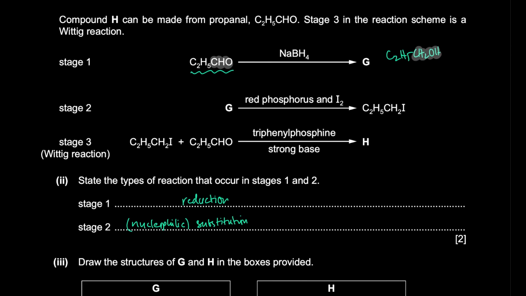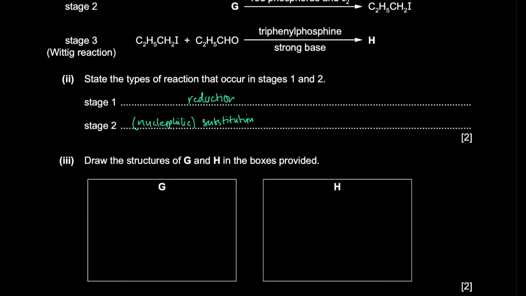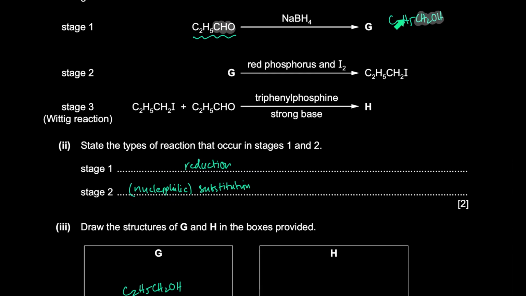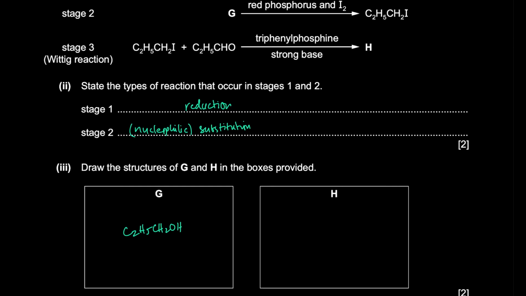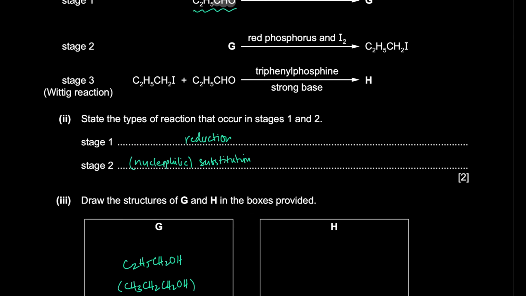Draw the structures of G and H in the boxes provided. Now, we already figured out the structure of G. We said G was a primary alcohol, so that would be C2H5CH2OH, right? We've already figured that out over here. Although I would be inclined to say CH3CH2, okay? I would be inclined to say CH3CH2. So that would be a better structure to draw here. Okay. And we also have to draw the structure of H.